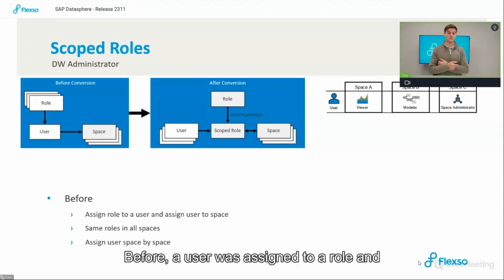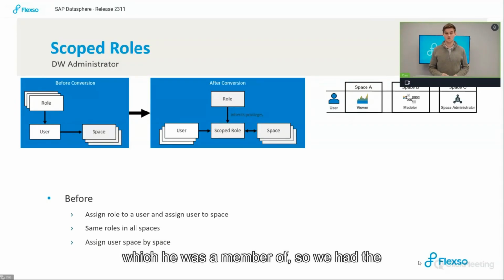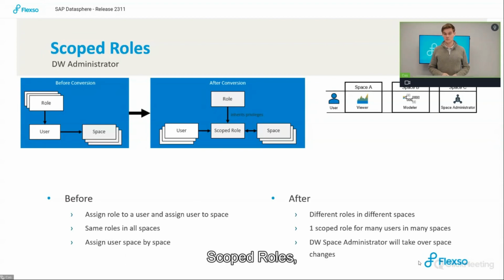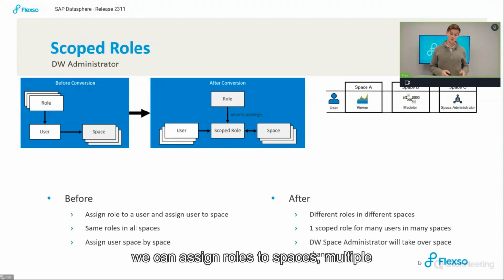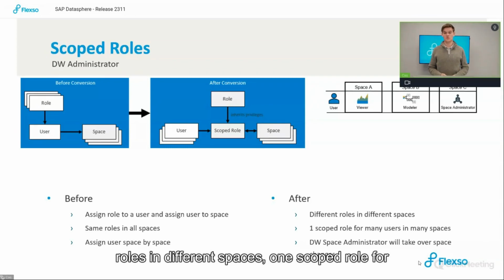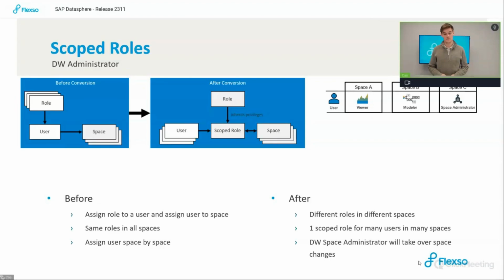Before, a user was assigned to a role, and then he had that role for all the spaces of which he was a member. So we had the same role in all spaces. But now with the scoped roles, we can assign roles to spaces, multiple spaces, and we can assign multiple users to those roles. This means that we have different roles in different spaces, one scoped role for many users in many spaces, and this will be the responsibility of a space administrator.